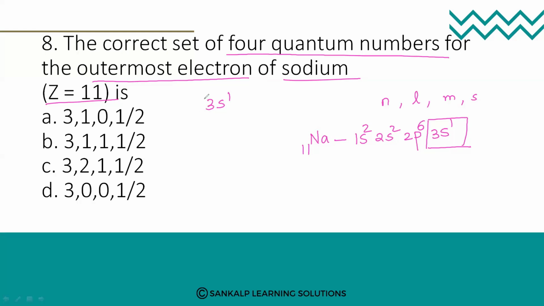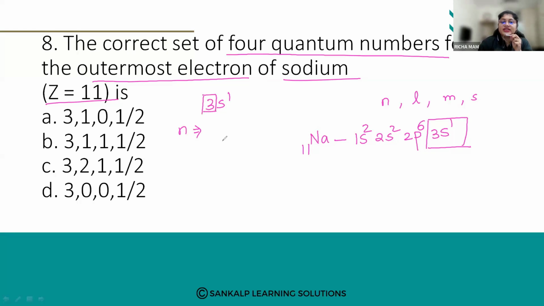So 3. What is n? n is our principal quantum number. It represents the main shell. Here, which is the main shell? The main shell is 3. So n is equal to 3.